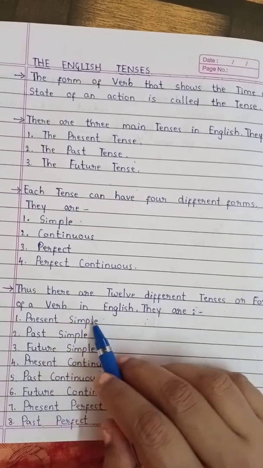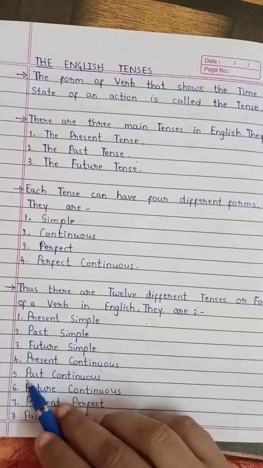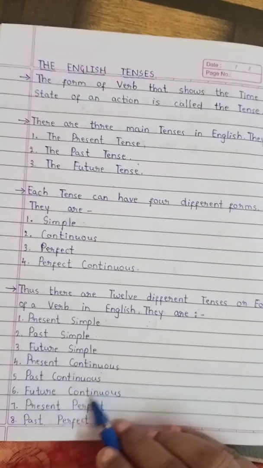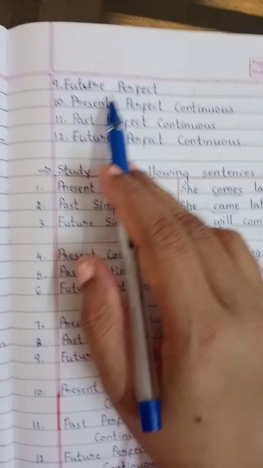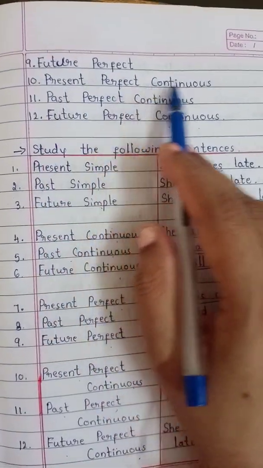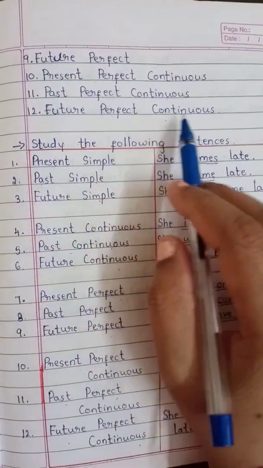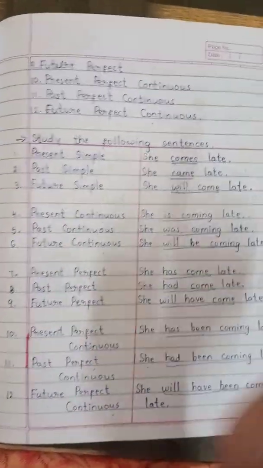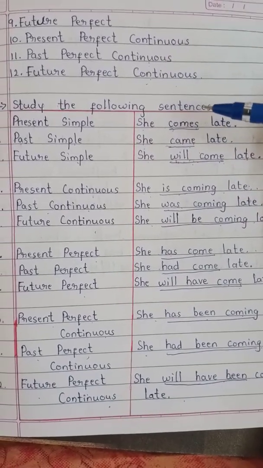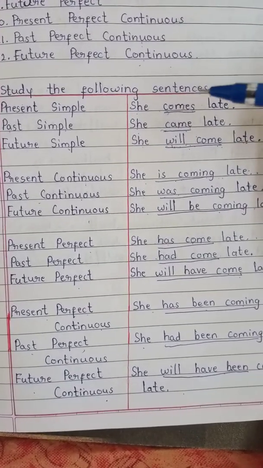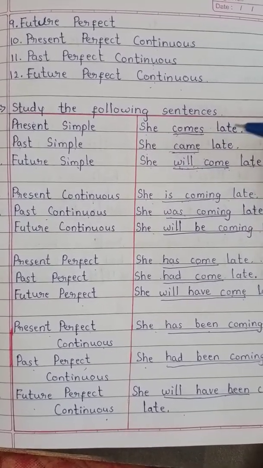They are present simple, past simple, future simple, present continuous, past continuous, future continuous, present perfect, past perfect, future perfect, present perfect continuous, past perfect continuous and future perfect continuous. So, taking one sentence as an example, let us study the different forms of tenses. How will the verbs be in different forms of tenses?